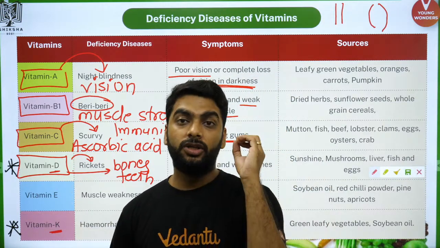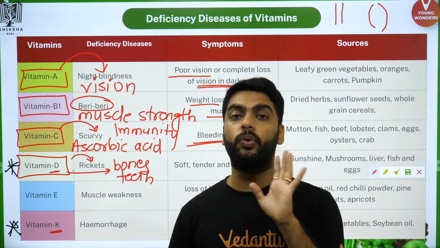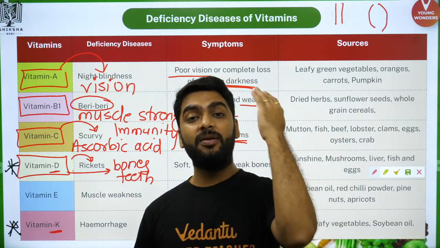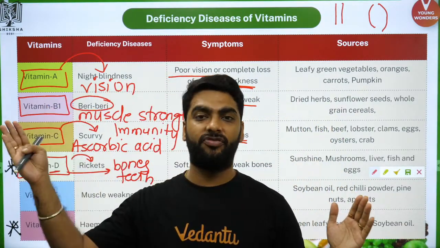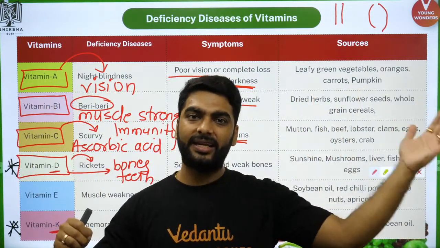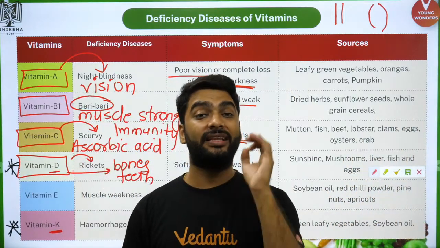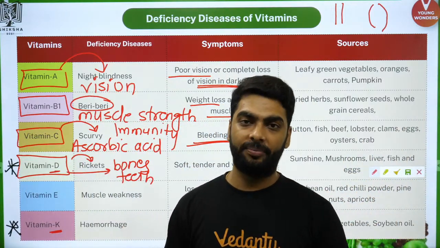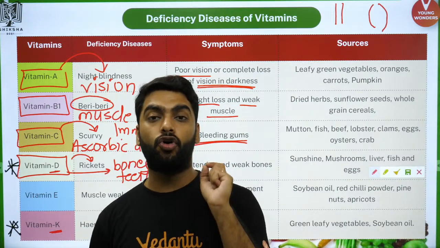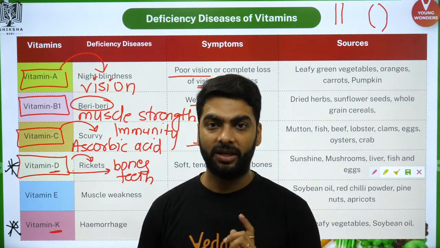And you get, not the sunlight of 12 or 2 in the afternoon. No, the sunlight before 8 in the morning and after 5 in the evening. That sunlight is very good for vitamin D. Vitamin D gives you strong bones and strong teeth, right?